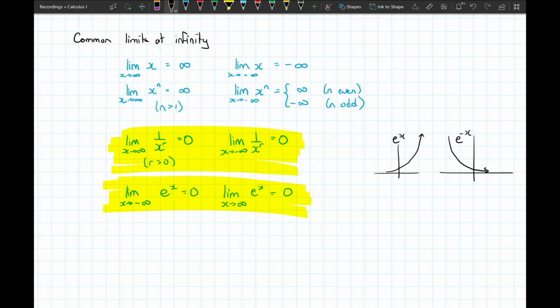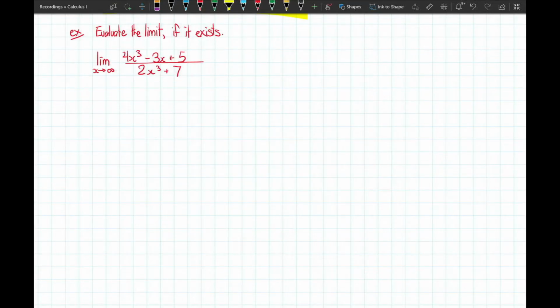So let's use those tools and find out some common limits at infinity and see if other functions have horizontal asymptotes. Okay, here we can see that we have a rational expression with a cubic in the numerator and a cubic in the denominator. Both the numerator and denominator are getting infinitely large as x goes to infinity, but what happens to the overall value? Now the trick here is to look for the highest power in the denominator and divide both the numerator and the denominator by the highest power of x, in this case x cubed.